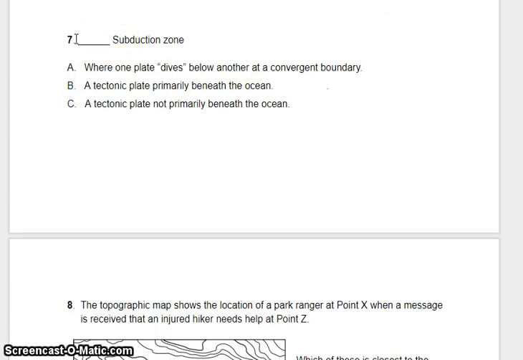Number 7, subduction zone. Is that A, where one plate dives below another at a convergent boundary? B, a tectonic plate primarily beneath the ocean? Or C, a tectonic plate not primarily beneath the ocean?